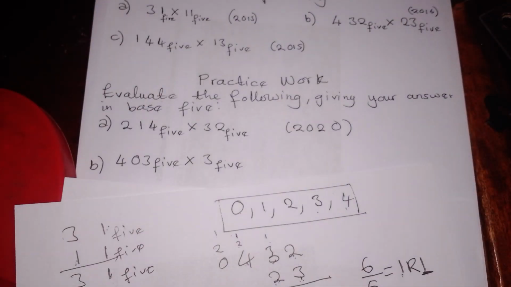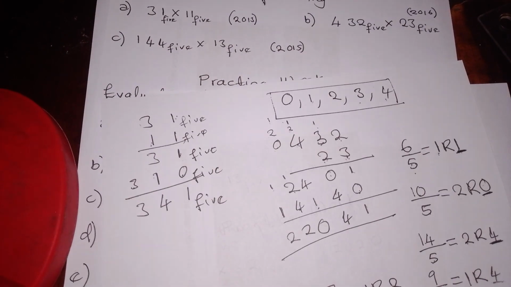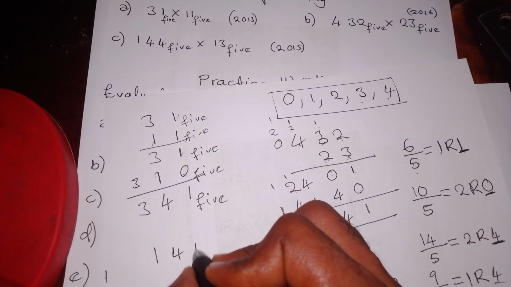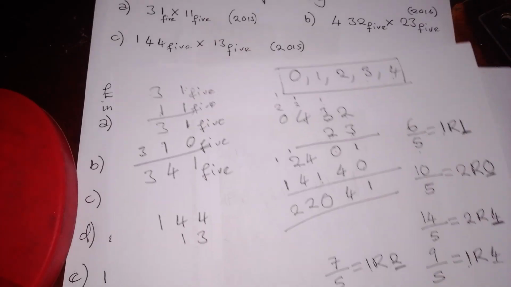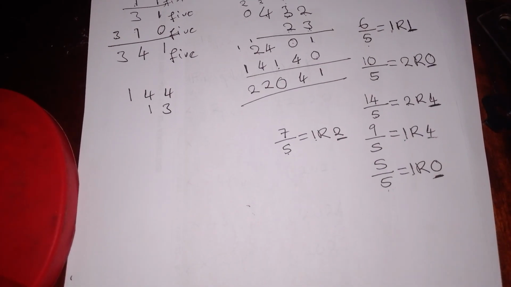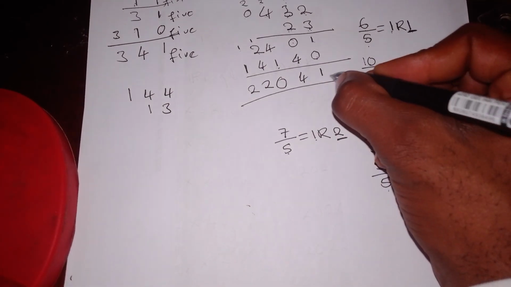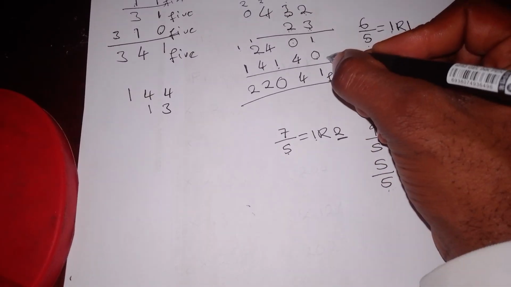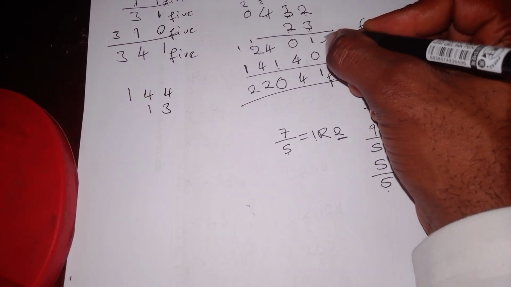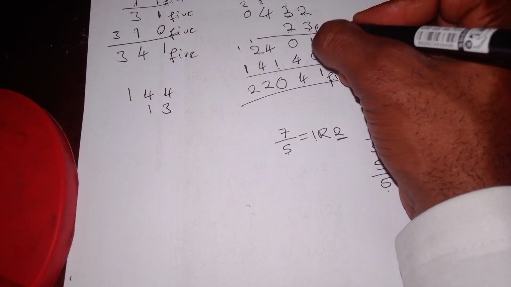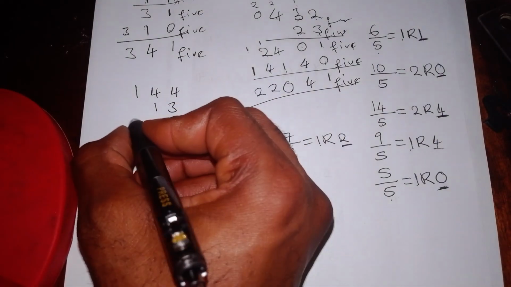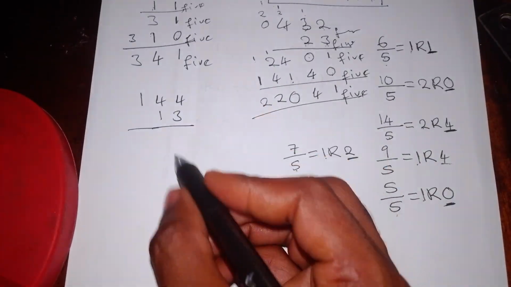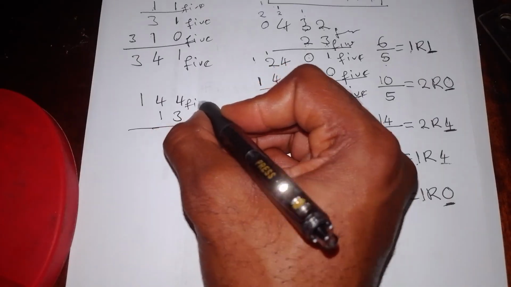In the third example, we have 144 being multiplied by 13 in base 5. Of course, you have to indicate the bases. Like that. And then now we can multiply these numbers as well.